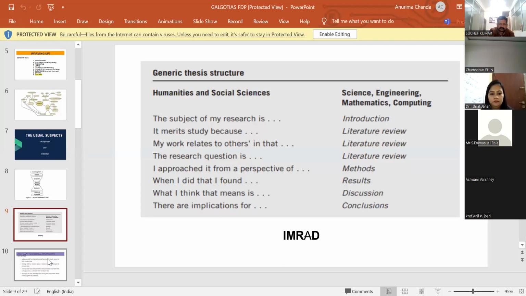Now, the subject of your research is something very, very general, very broad. So again, the base of the pyramid, the broader part of the pyramid, you begin with that. That is the very beginning sentence of your introduction, or if you're thinking in terms of your thesis, how you're planning your introductory chapter. It merits study because my work relates to others in that the research question is. These are all coming from your literature review.